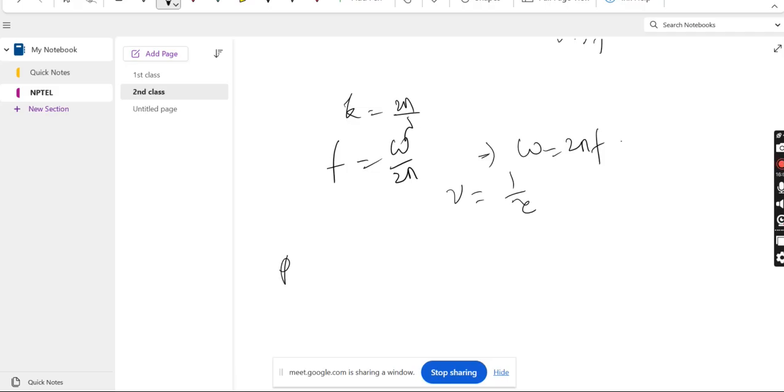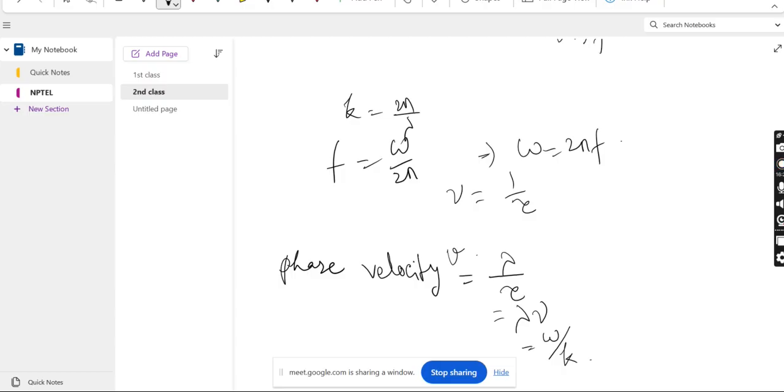Another thing is called phase velocity. It's basically the velocity at which the phase is moving. That is lambda by tau. V is equal to lambda by tau. We can say it's lambda mu, or it can be denoted as omega by k. So all three forms will give you the phase velocity, depending on what was given in the question. You need to choose which formula you are going to use.